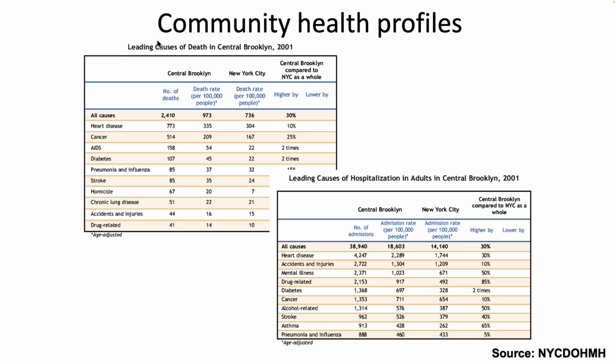And we can see how these outcomes in central Brooklyn compare to New York City as a whole with regard to the rankings. And this kind of information is really useful for setting public health priorities, especially because it gets down to lower geographic levels. It's not the national level or the state level or even the city level or the borough level. It's even lower than that.